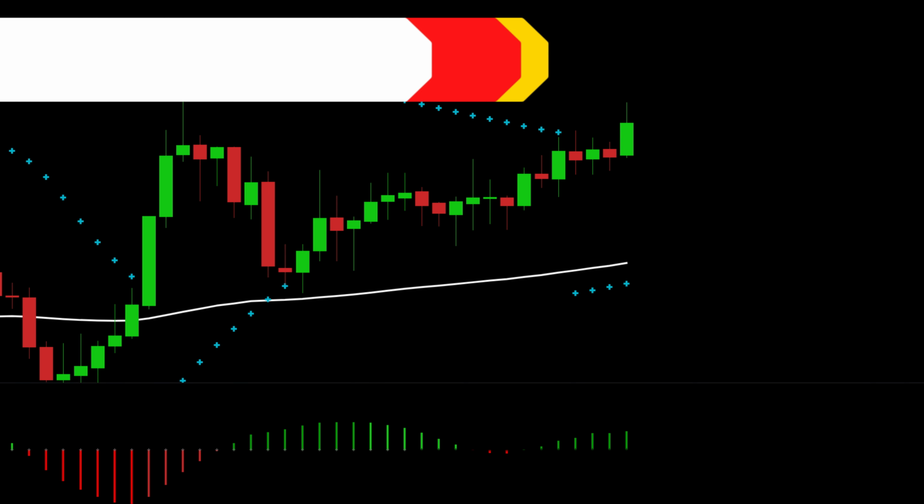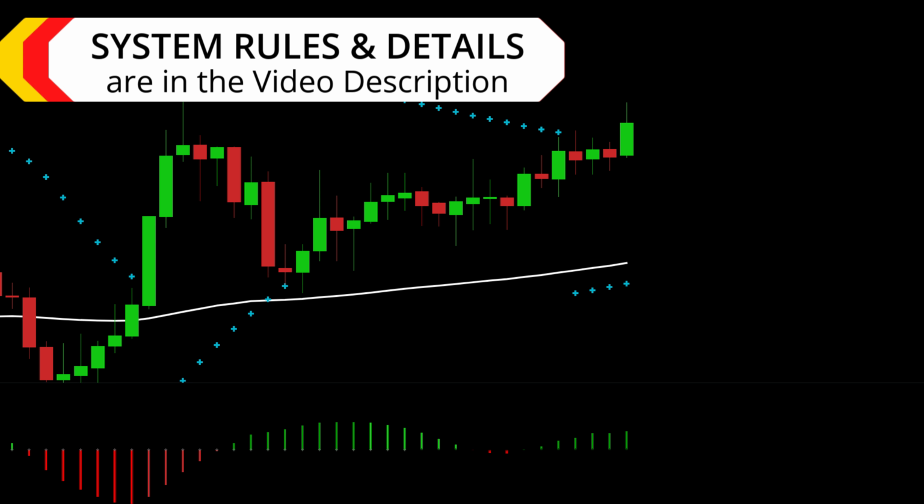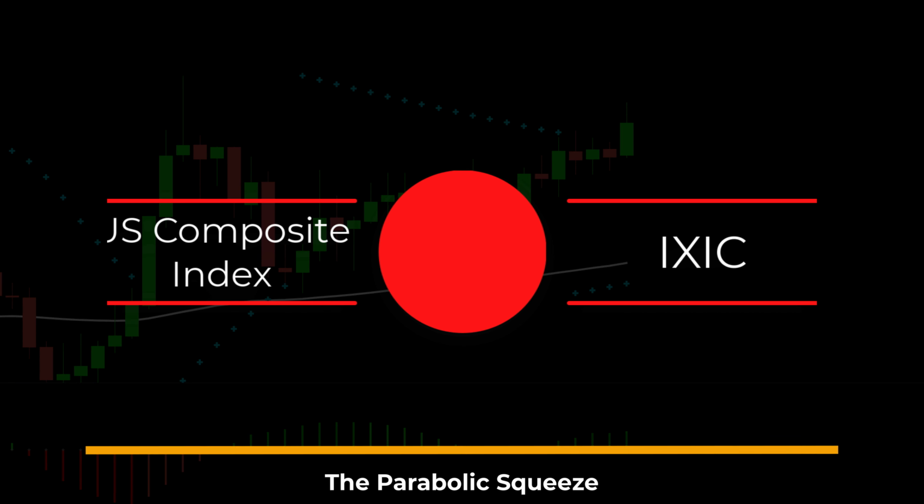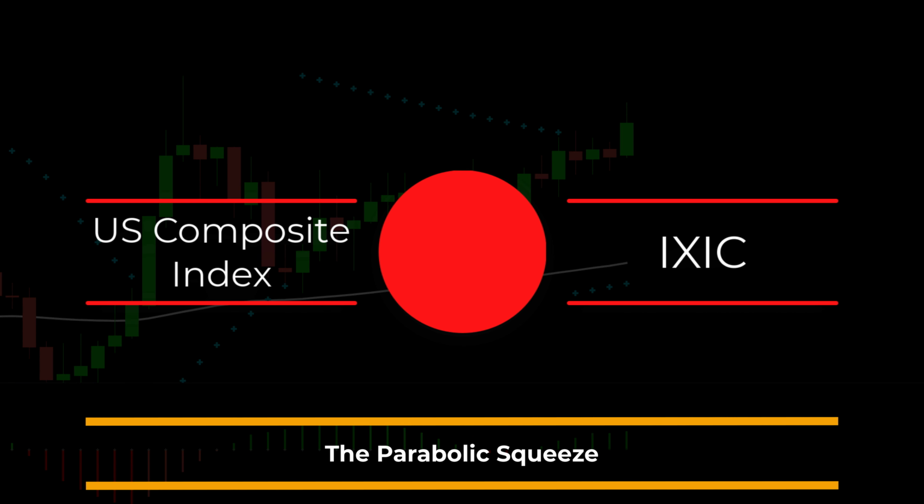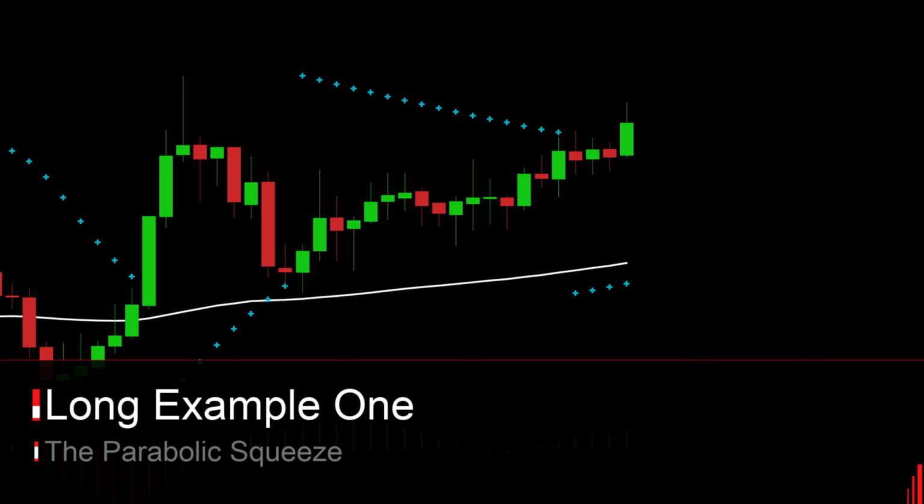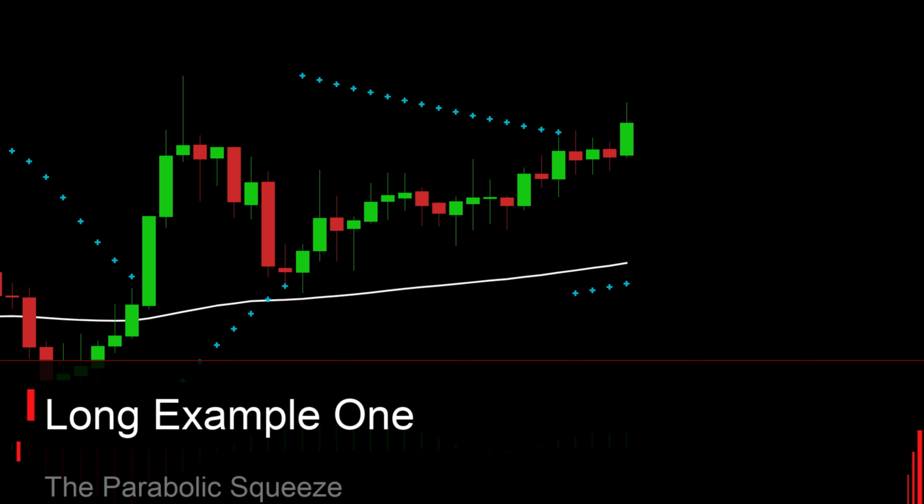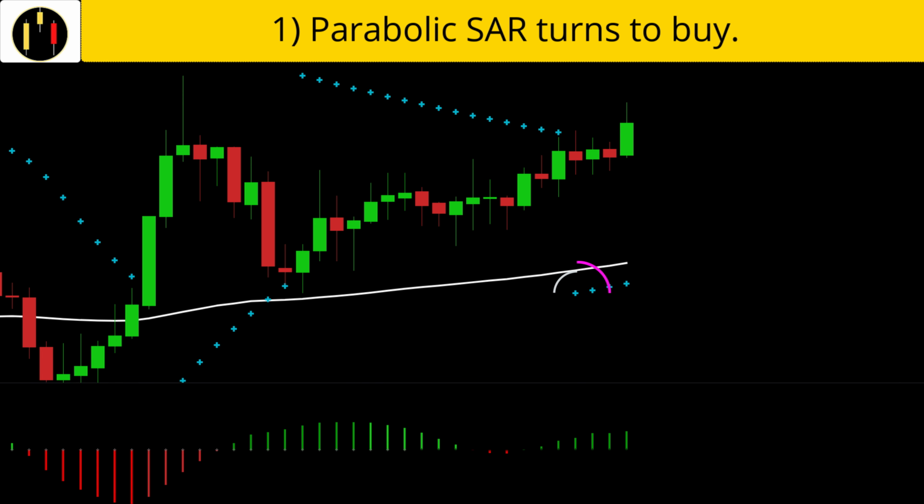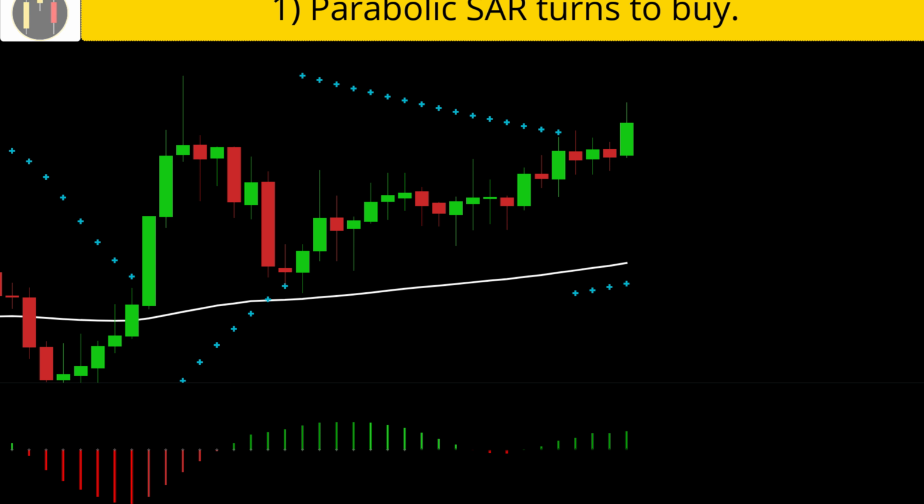Let's go over entry criteria and review some examples. As always, rules and details are listed in the description below. This chart is the US Composite Index, 1-hour Japanese candlesticks. The rules to enter a long on the parabolic squeeze are: first, the parabolic SAR shows a buy signal represented by these blue crosses under the price.